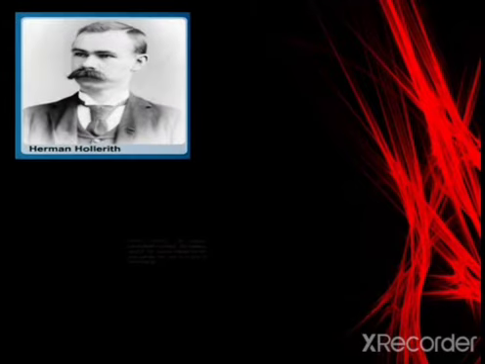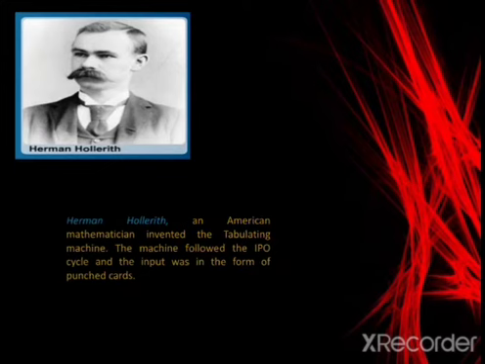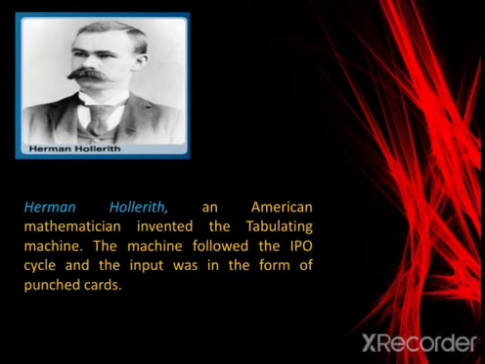Hermann Hollerith, an American mathematician, invented the tabulating machine. The machine followed the IPO cycle and the input was in the form of punched cards.